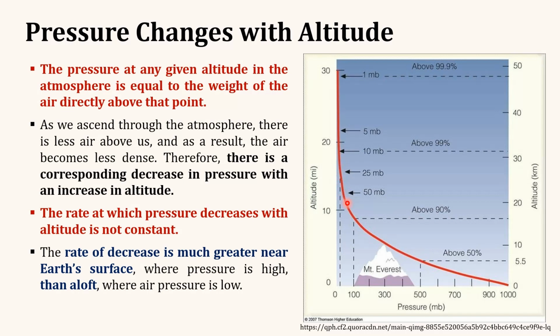So we can see that the rate at which pressure decreases with altitude is not constant. The rate of decrease is much greater near the Earth's surface where pressure is high. As we can see, for this much altitude, the pressure decreases from 1000 millibar to 100 millibar. But higher in the atmosphere where pressure is low, the rate of change is not much. As we can see, from the altitude of 20 kilometer to approximately 50 kilometer, the change in the value of atmospheric pressure is from 50 millibar to 1 millibar.